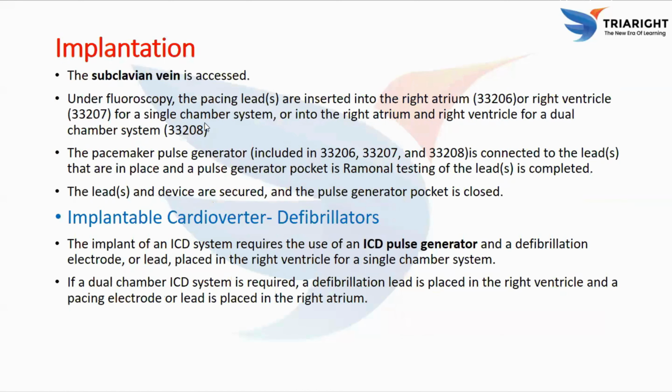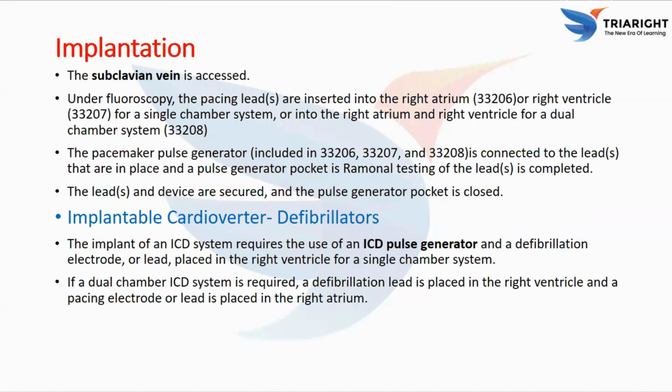Next is implantation. So what is pacemaker implantation? The venous access is the subclavian vein. The subclavian vein is punctured just below the clavicle. Alternatives, if needed, are a cephalic vein cut down and also the internal jugular vein. Subclavian access is quick, but it carries a risk of pneumothorax.